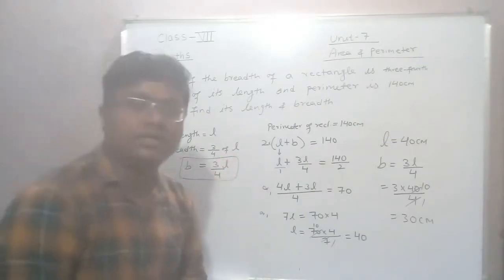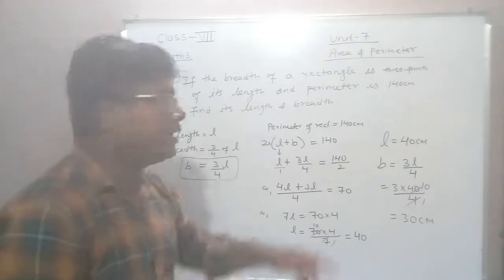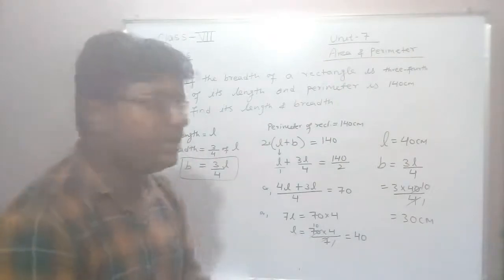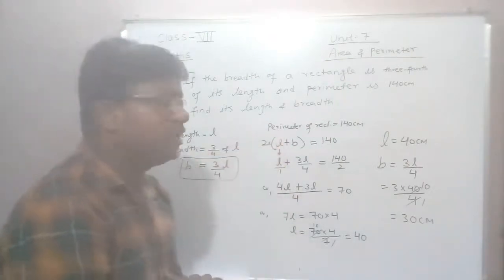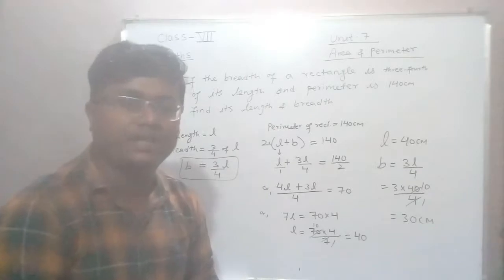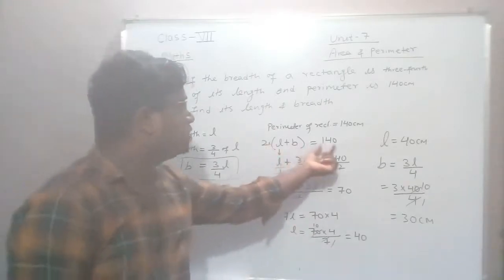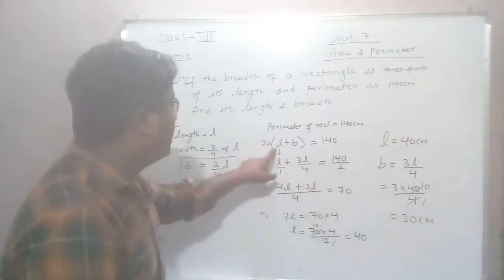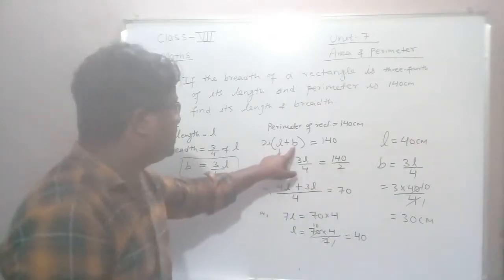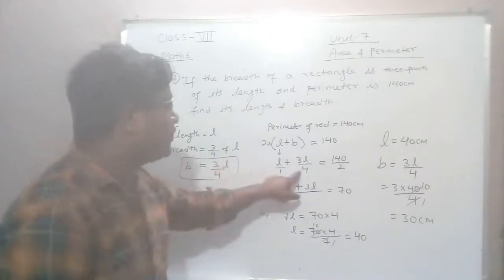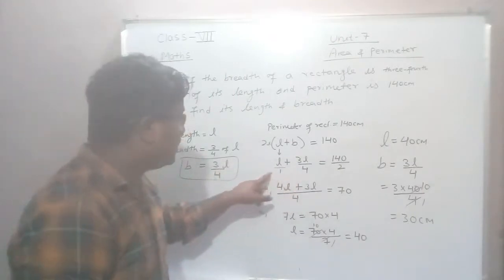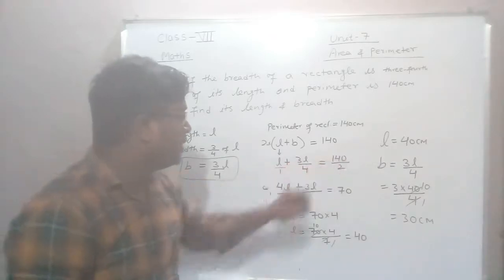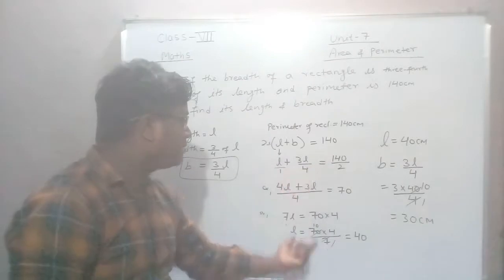After that, what is given to us, that we should think. Perimeter is given to us: 140. So in place of perimeter, we will use the formula for perimeter of a rectangle, that is 2 in bracket (L plus B) is equal to 140. Transfer this 2 to the right hand side. It will divide because it is multiplying here. L will remain as it is. In place of breadth, we will write 3L/4. So we got here L plus 3L/4 is equal to 140 divided by 2. Now take the LCM and solve it.